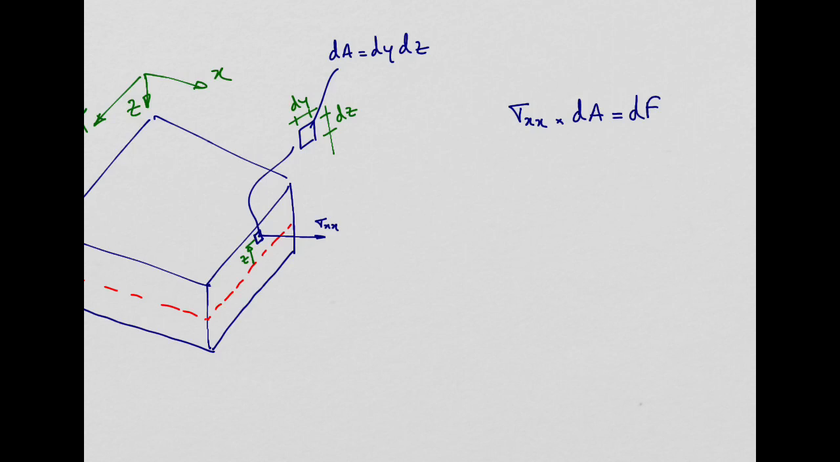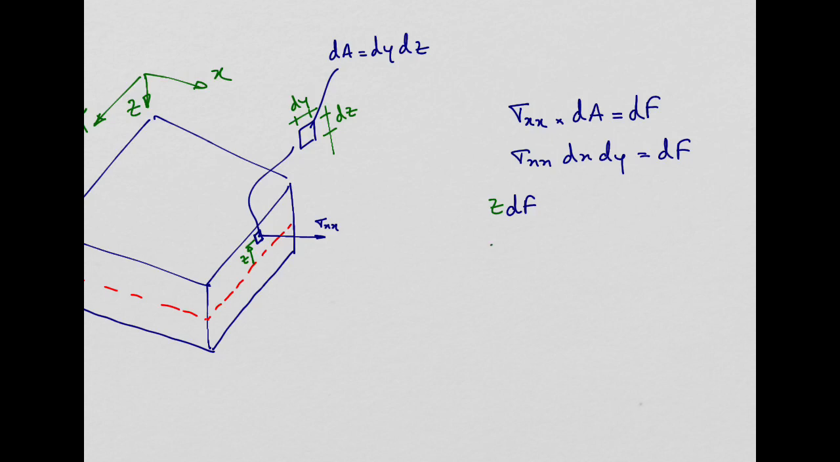Now, I can write this: dA is equal to dy dz. What if now I multiply this dF by z? So what if I do this? dF multiplied by z. What do I get? No, but the force times the distance in the perpendicular direction gives me what? A moment. Yeah? So, yeah, this is going to be a moment.